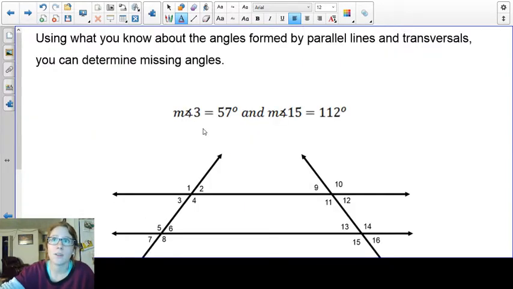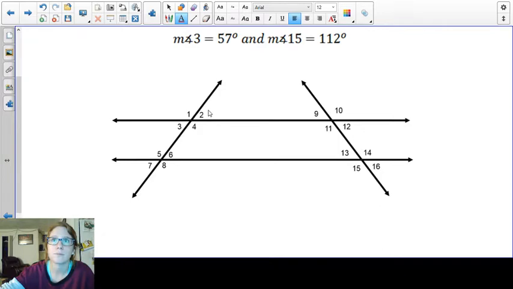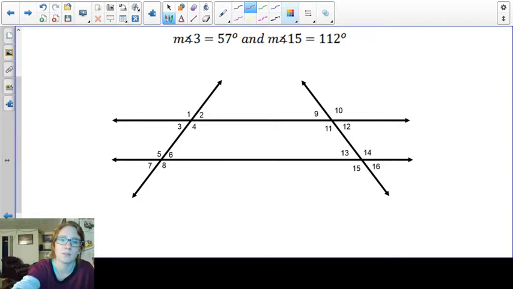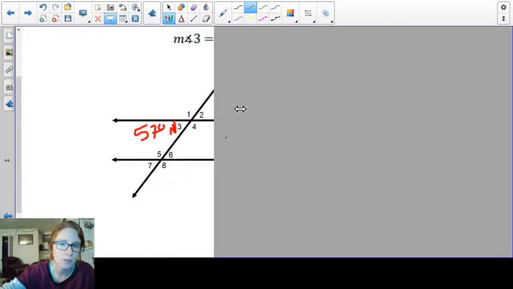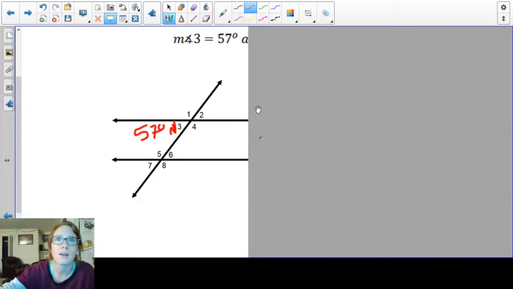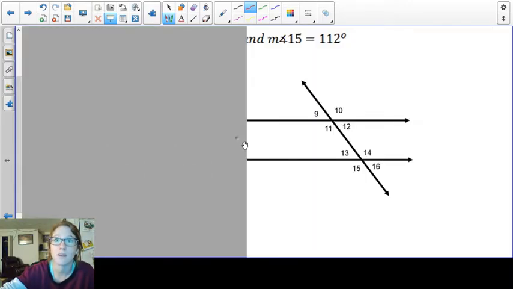Okay, so let's take a look at what we just learned to determine all of the rest of the missing angles. I'm told that angle 3, which is over here, is 57 degrees. When I do these different problems, I am essentially saying that this side of my parallel with the transversal has nothing to do with this side of the parallel.